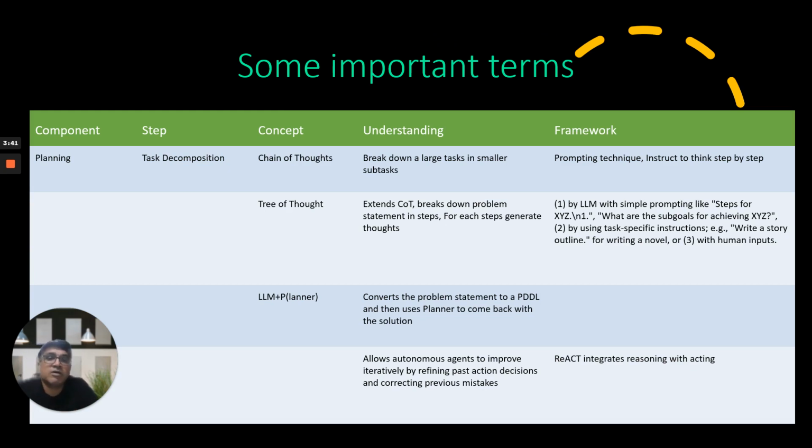Now, some important terms are going to come into it. From a component standpoint, chain of thoughts is breaking down a large task into smaller subtasks, with prompting techniques that instruct the model to think step by step. If you've been using GPT-3 or 4, you would be aware of different prompting techniques, and chain of thoughts is one of them, which breaks down a larger problem into smaller tasks to solve the problem. Tree of thoughts extends the COT and breaks down the problem statement into steps.